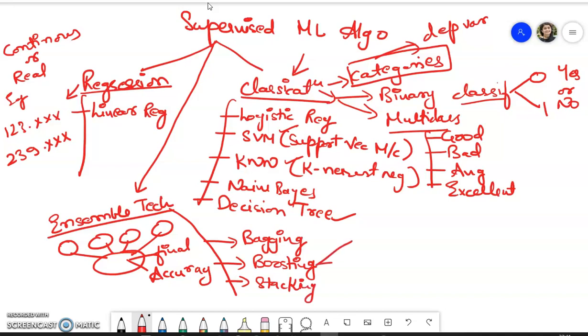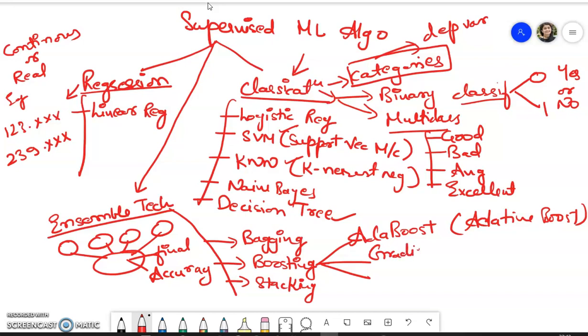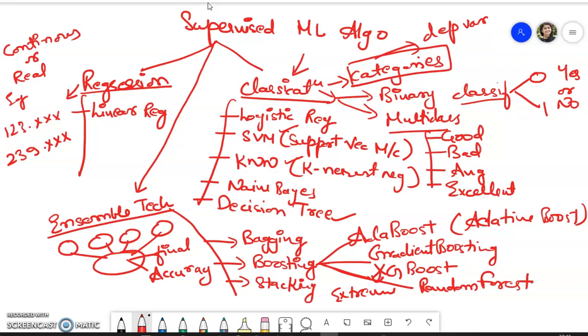Under boosting, we have AdaBoost, that is called adaptive boost. Then we have gradient boosting, and then we have XGBoost, that stands for extreme gradient boosting. And we also have random forest. So this is a quick overview of the algorithms which come under supervised machine learning.